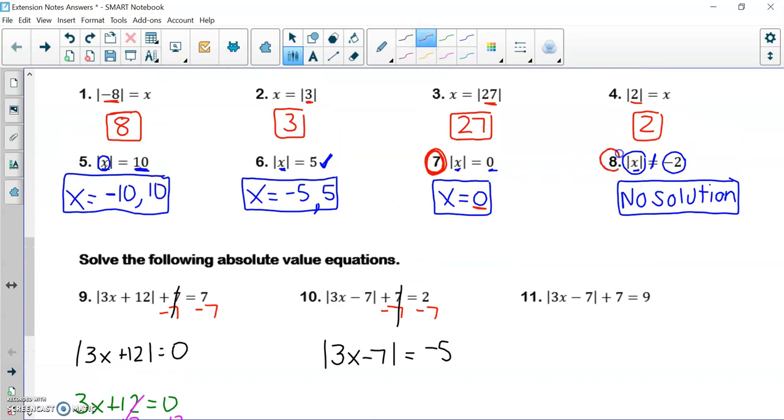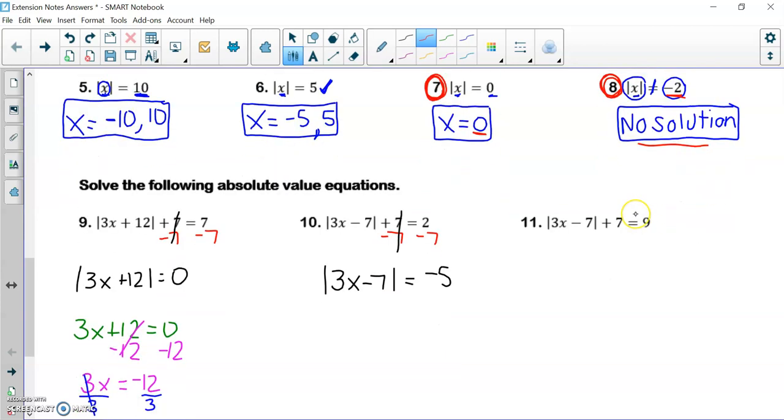When we have the absolute value of something being equal to a negative number, there was no way that the absolute value of something could be a negative number, because the absolute value of something is always a positive number. So we wound up with no solution.